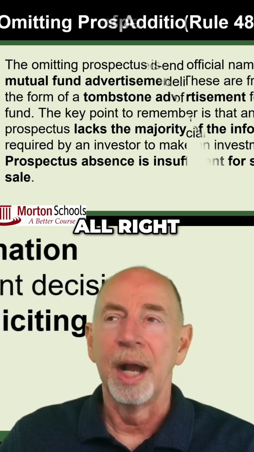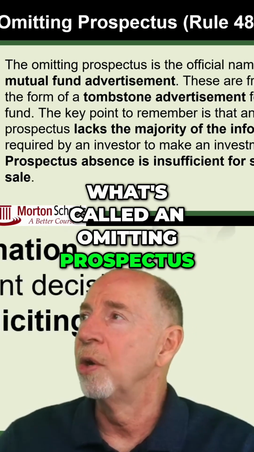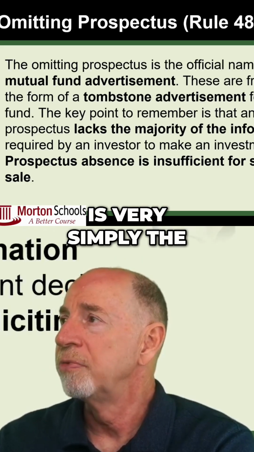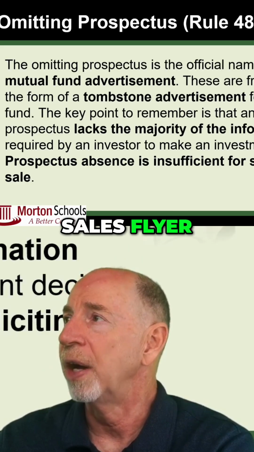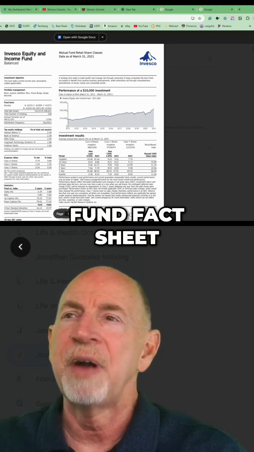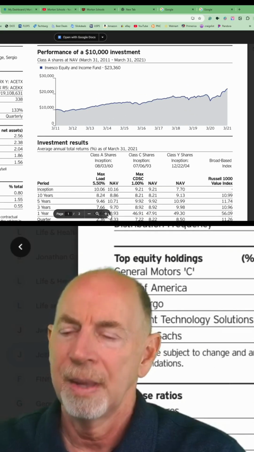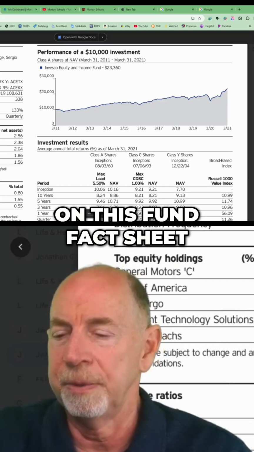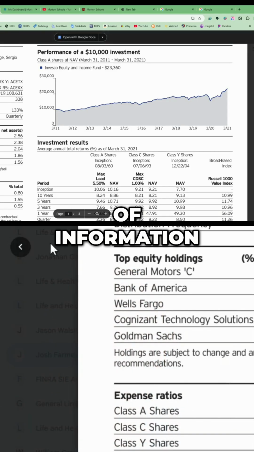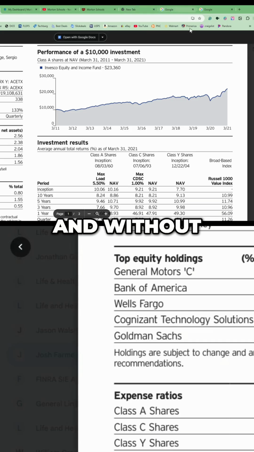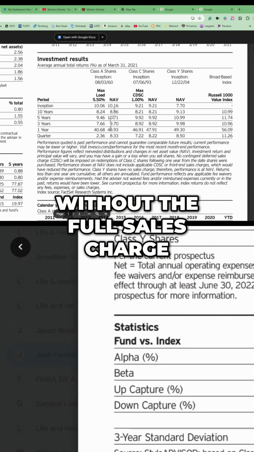Okay? All right. Cool. Now, we also have what's called an omitting prospectus. Now, an omitting prospectus is very simply the sales flyer. And so on this fund fact sheet, let me blow this up here. All right. On this fund fact sheet, you have all sorts of information, including the returns with and without the full sales charge, right?